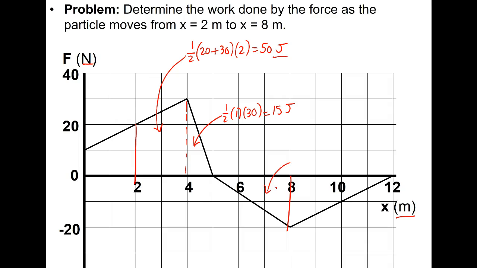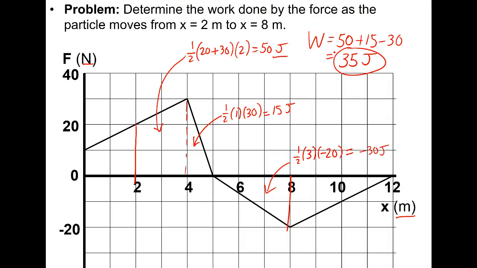And this guy here is going to be 1/2 times the base, and the base is going to be 8 minus 5, or 3, and the height is going to be actually negative 20. So yes, negative work can occur, and in this case we have negative 30 joules of work. So the total work is the sum of these, 50 plus 15 minus 30, which is 35 joules.